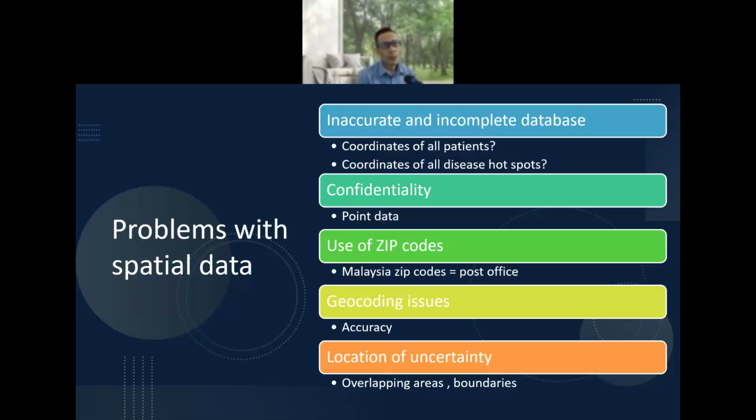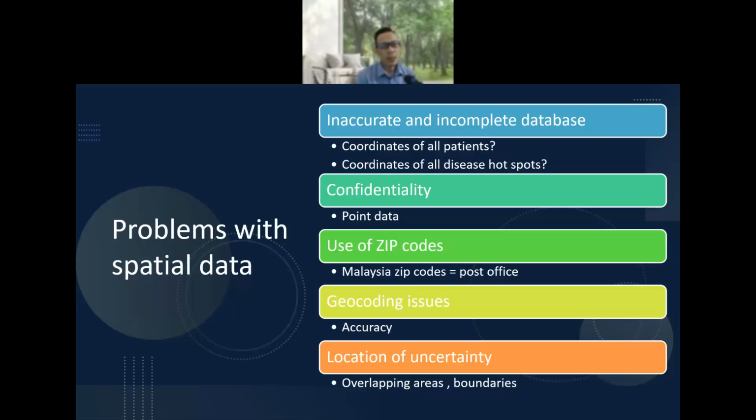Let's say we miss all cases in Gua Musang. When we plot the map, we will not have any data on dengue cases in Gua Musang. So when we plot the density of dengue, it will be zero in Gua Musang. It is very dangerous, because when people see the map, they will say there are no dengue cases at all in Gua Musang. So be careful, you might have an inaccurate and incomplete database.